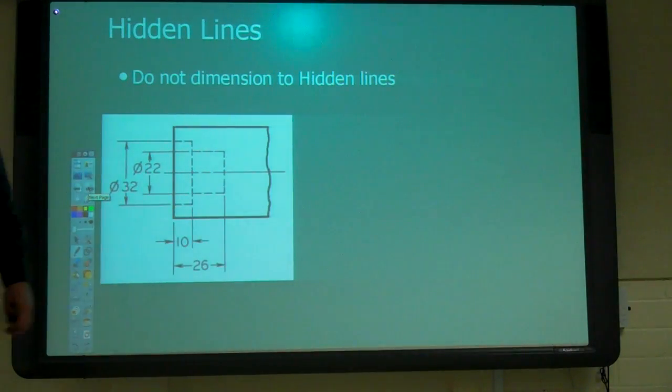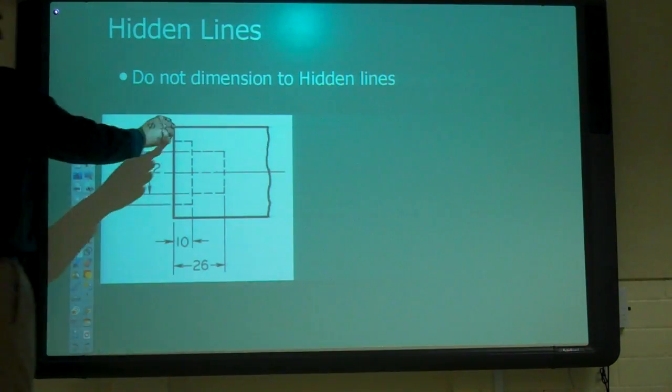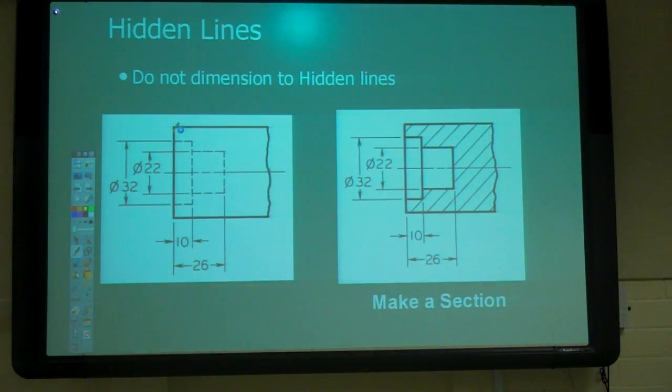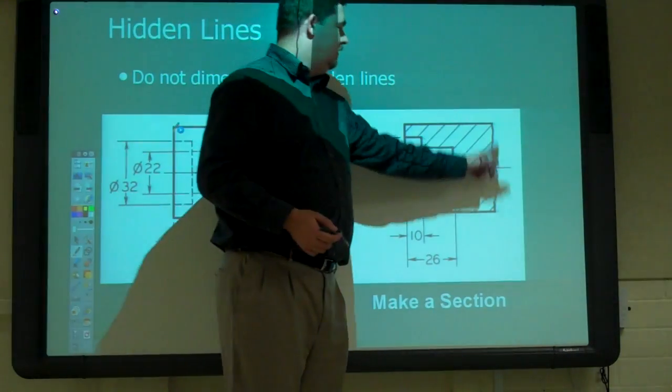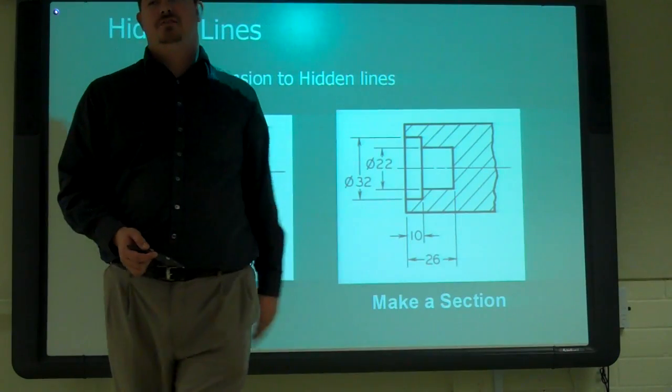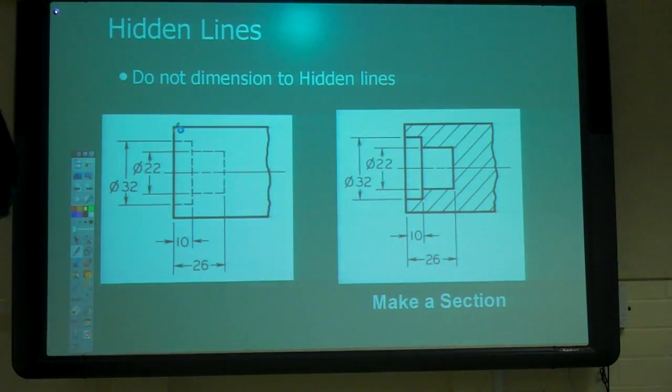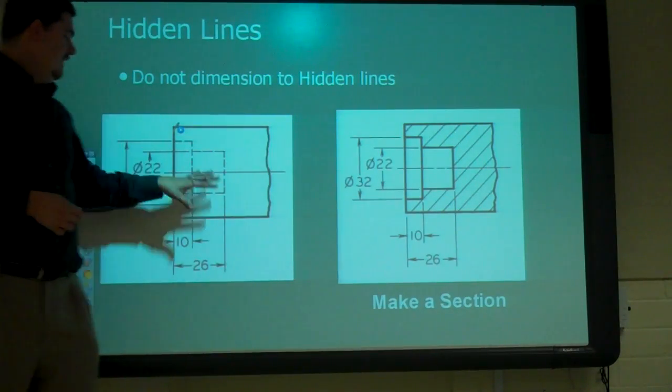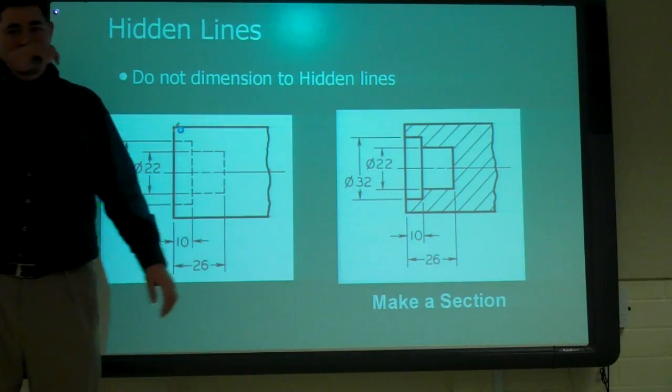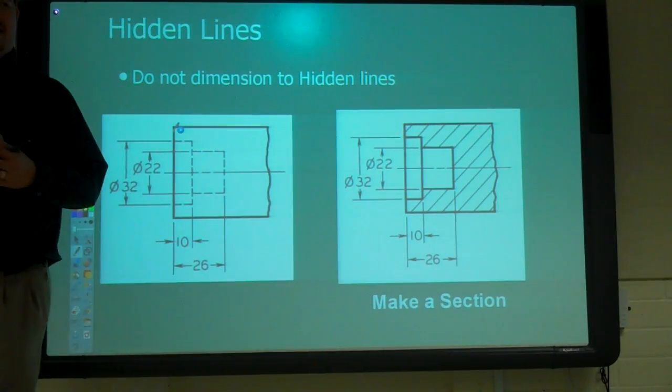So, don't dimension hidden lines. If I wanted to dimension that, what would I do? I want to do it on that view. Breakout section. I draw my short break line, turn those hidden lines into visible lines, and draw some section lines. Now it's visible lines, now I can dimension it. That is why we do sections. Ta-da. That's the reason why we do sections, so we can turn hidden lines into visible lines and now we can dimension them. That's a big reason why we do anything: we want to be able to dimension it.